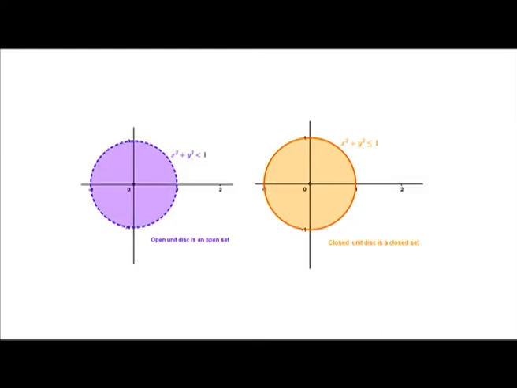The open unit disk given by the inequality x² + y² < 1 is an open region, while the closed unit disk given by the inequality x² + y² ≤ 1 is a closed region. The boundary of both these disks is the same curve, the unit circle x² + y² = 1. The plane itself is an open set, but it has no boundary.